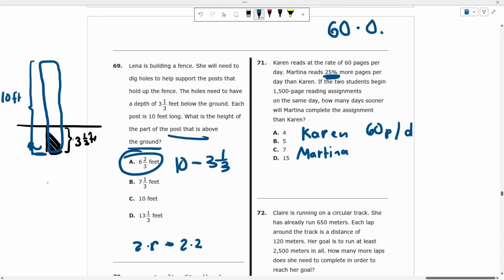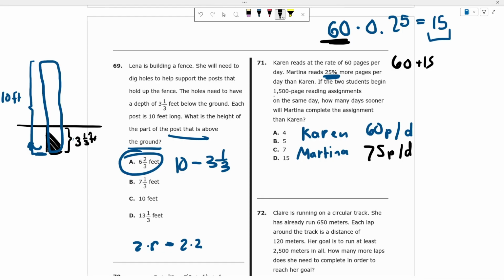Well, you need to do 60 times 0.25, okay, which is equal to 15. And that means that she reads at a rate that's 15 more than that 60. So that's 15 pages per day more than 60, or 60 plus 15, which is going to be 75 pages per day. Okay, so we know that Karen reads at 60 pages per day, Martina at 75 pages per day.